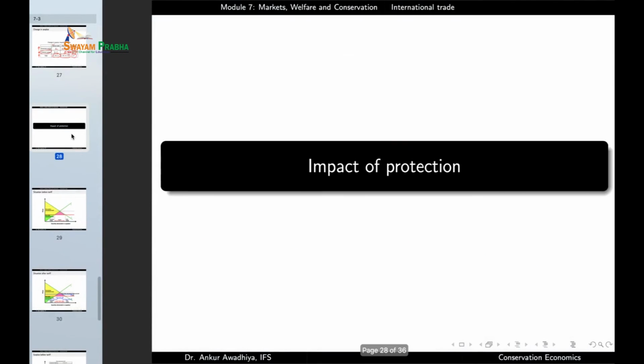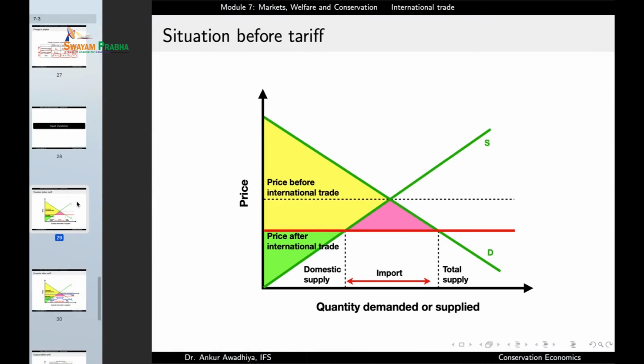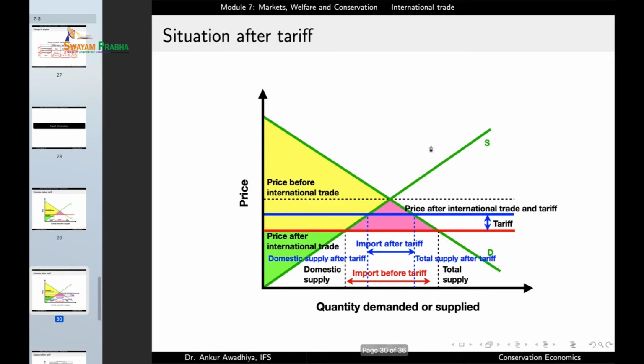So this was the earlier situation, but now the government says that we will add a tariff, which means that any good that is imported will not be imported at this price, but we will put a tariff, which is now shown by this blue line. So this difference is the tariff, and any import will have to be made at this price. So any quantity of good that is being imported will have an extra charge, which is the charge of tariff, and this is the money that the government will keep to itself.